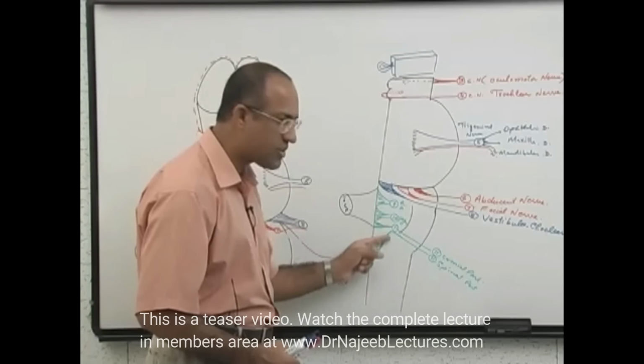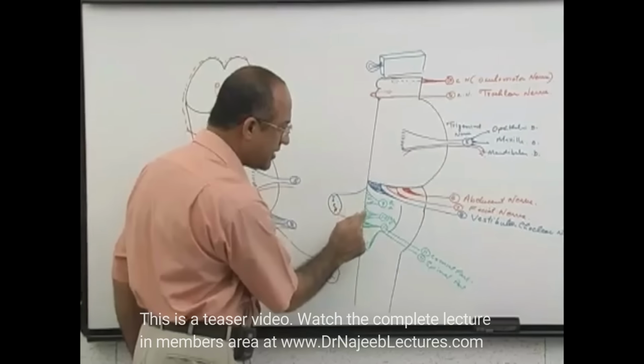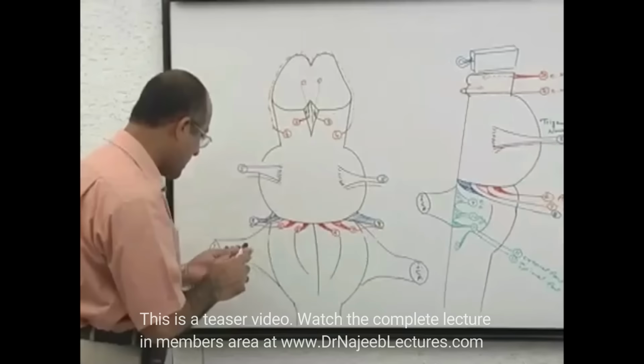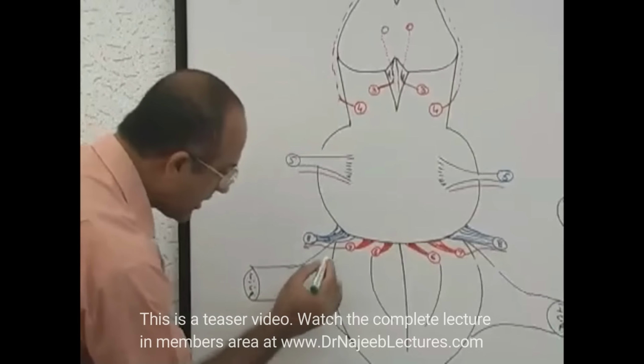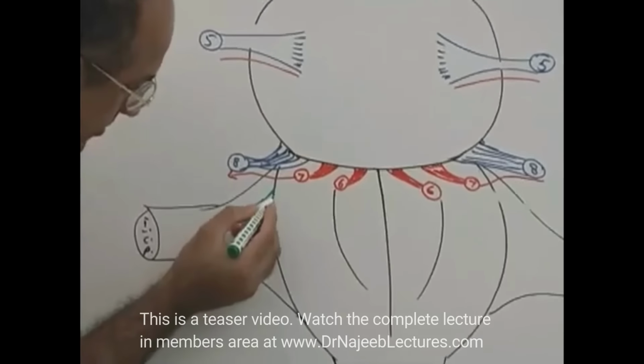Is there any problem in understanding this? No. So 6th, 7th, 8th, 9, 10, 11. Is that right? Now come to the frontal view. If we come to the frontal area, yeah, what is it?